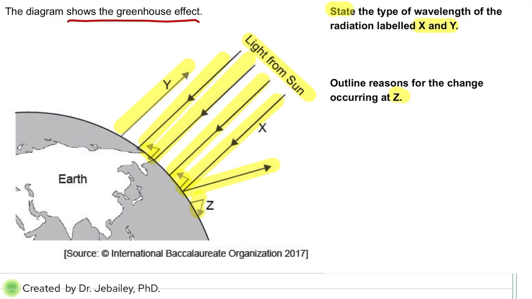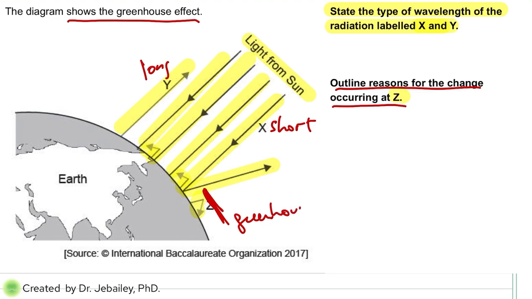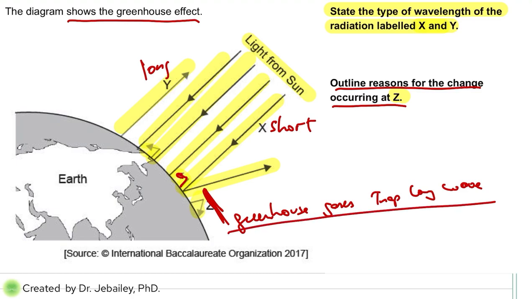Okay, so state the type of wavelength of the radiation labeled X and Y. So the X here, it's the short wave, and the Y, as you can see, is the long wave. Outline the reason for the change occurring at Z. Now Z, you can see that there are greenhouse gases, and what are they doing? They're trapping the long wave. That's the reason why you can see that they're bouncing back into the earth, because the greenhouse gases are trapping it.